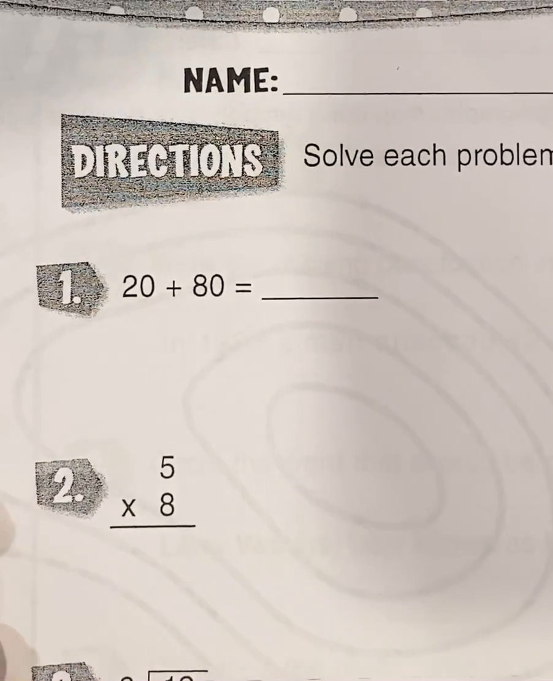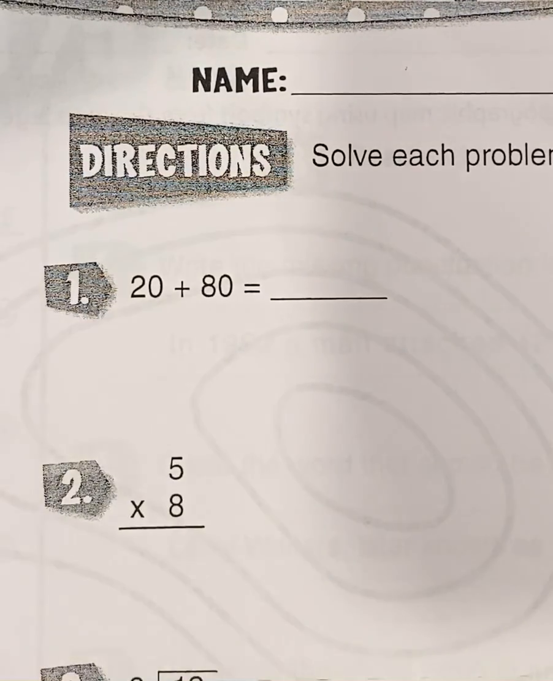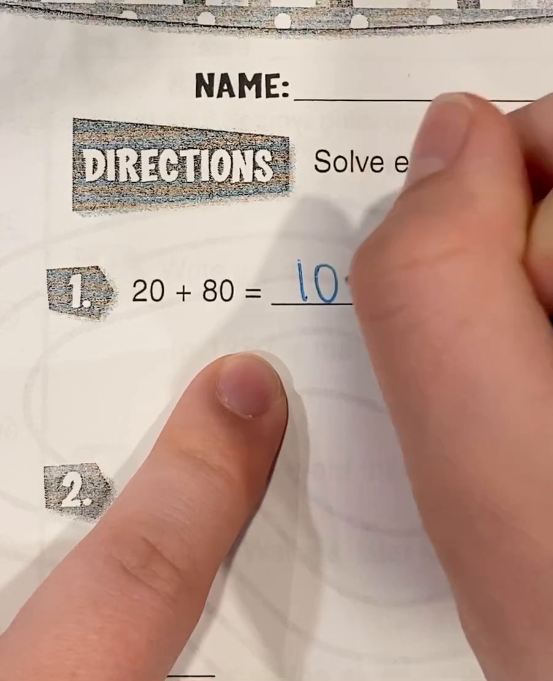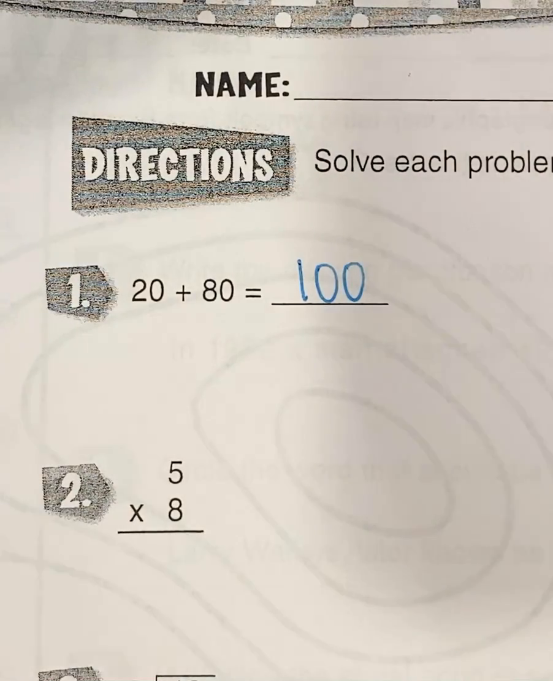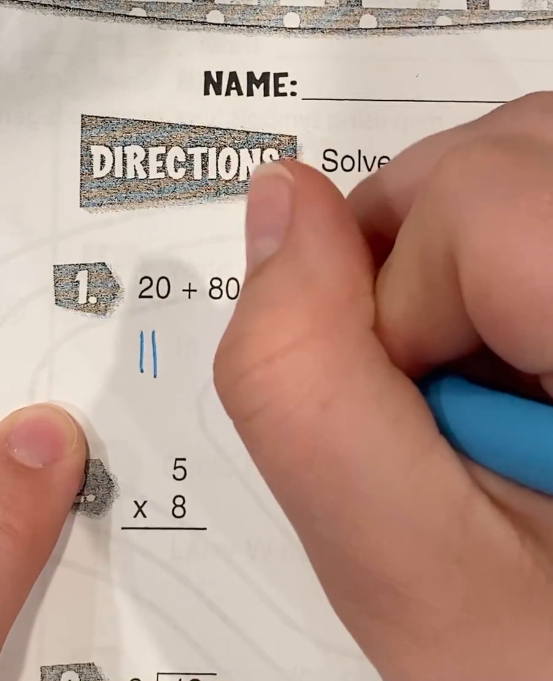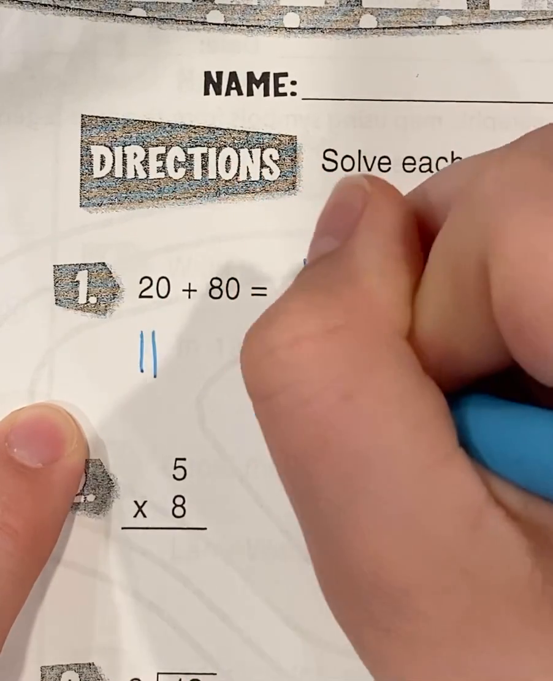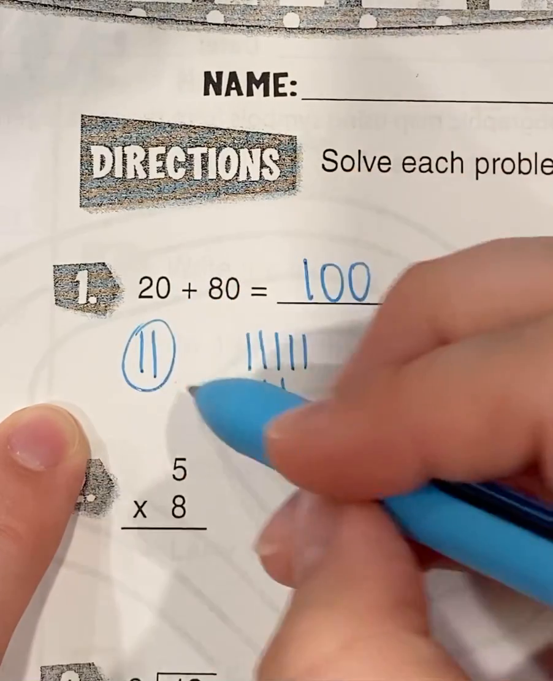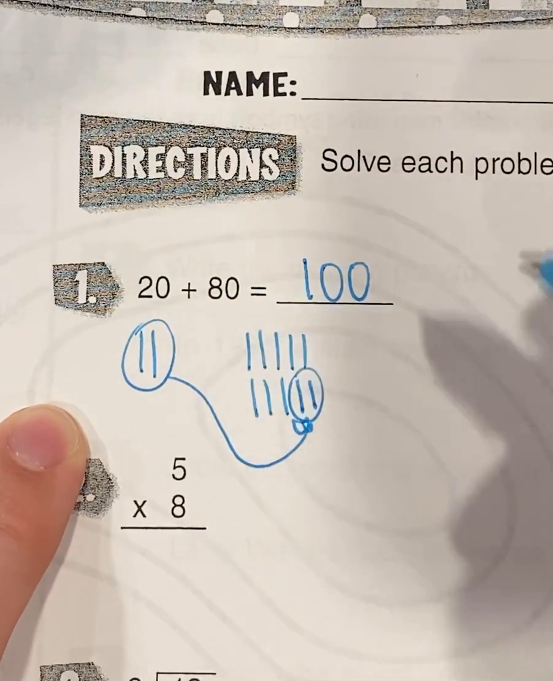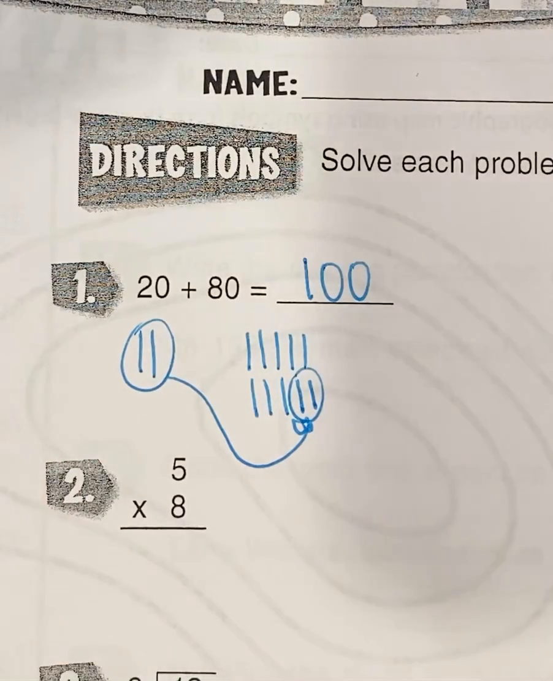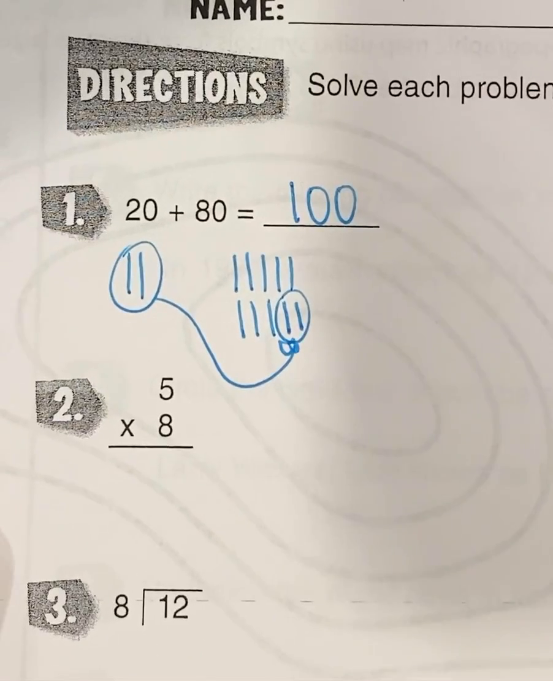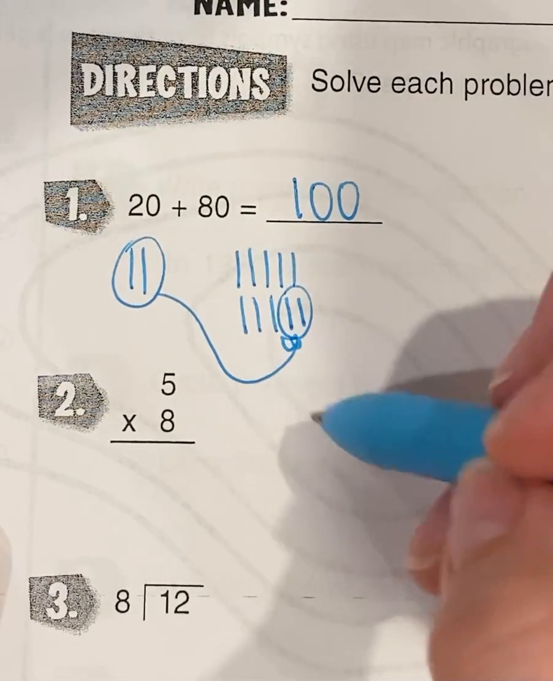All right, 20 plus 80. Hopefully you know that 2 tens and 8 tens is 10 tens, which is 100. Okay, if not, draw your picture. 10, 20, 30, 40, 50, 60, 70, 80. I know that if I move these two right over here, that gives me 10 tens, and 10 tens is the same as 100.